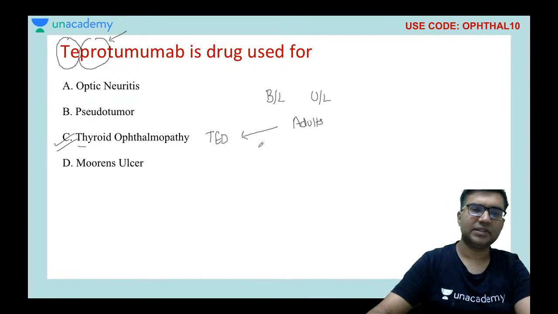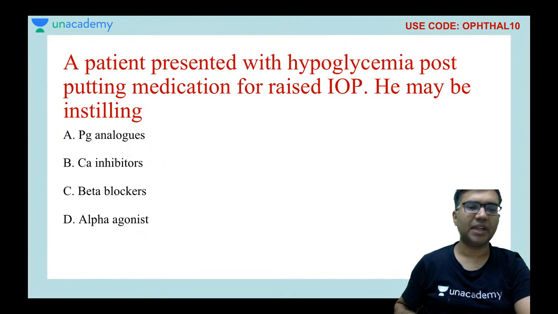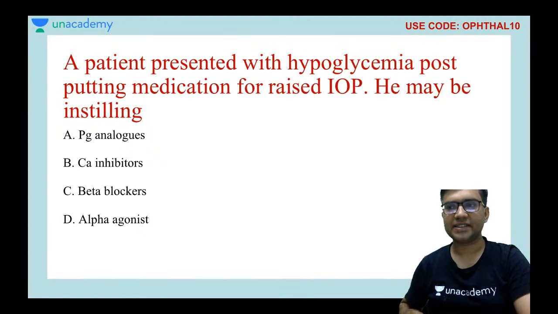Okay, Shobha, let's move to our next question. A patient presented with hypoglycemia post putting medication for raised intraocular pressure. He may be instilling which of the following? Your options are PG analogs, carbonic anhydrase inhibitors, beta blockers, or alpha agonists. Try to answer.